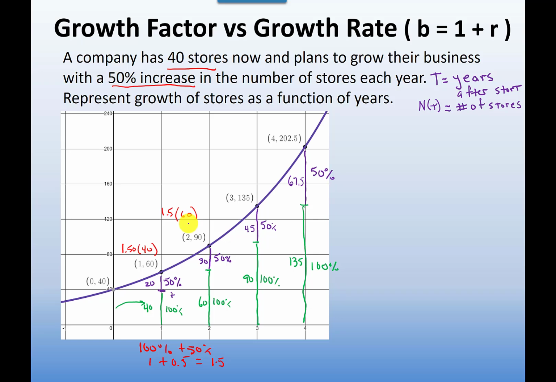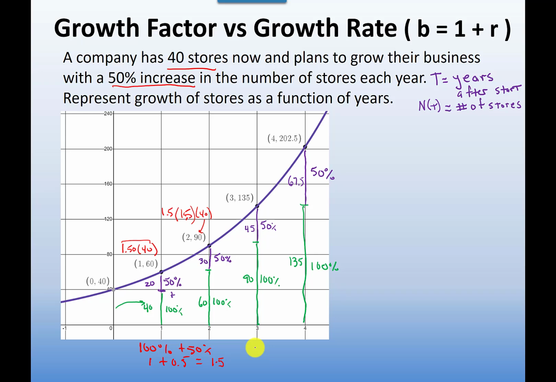Now, here's the trick. Where did the 60 come from? 60 came from here, which came from this problem. So I'm going to substitute this back into the 60. I'm going to take the 60 out and replace it with this: 1.5 times 40. And you can check it in your calculator. 1.5 times 1.5 times 40 makes 90.